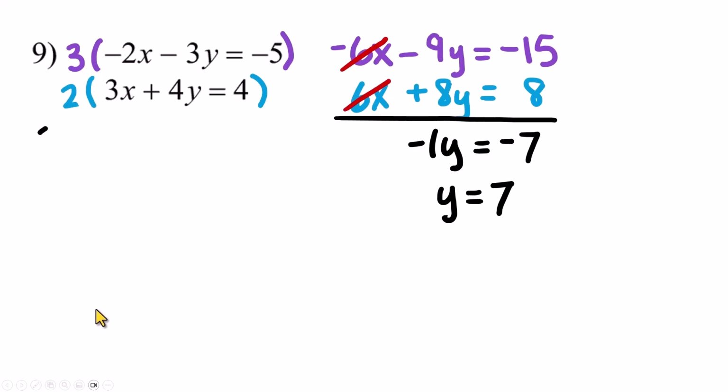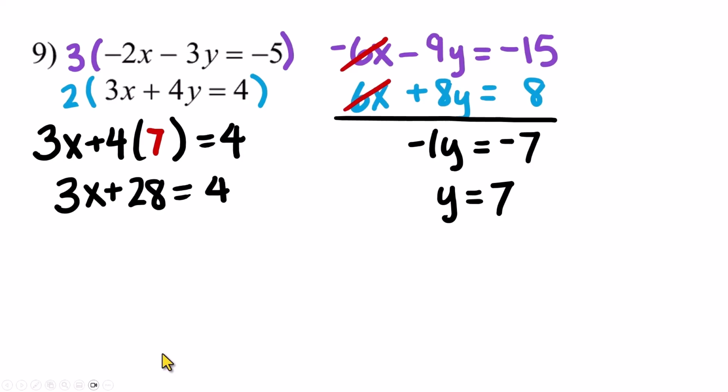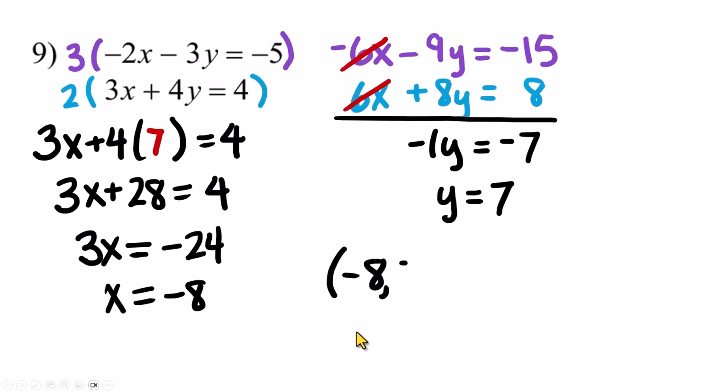Pick your favorite. I'm going to go with the positive. I go back to the original for this. So for y, I'm going to use 7. Pop the 7 in there. Do the math. And now I'm going to subtract 28 from both sides. And I'm going to divide by 3. My ordered pair is negative 8, positive 7. Put a box on it.